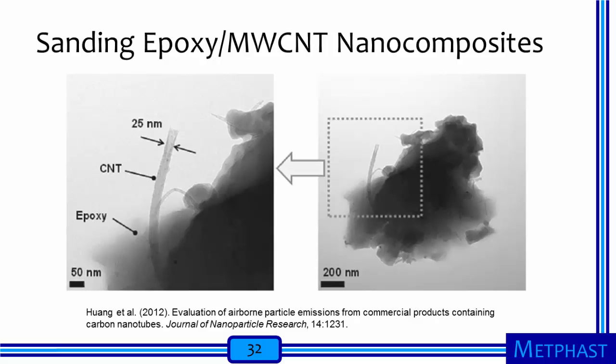These transmission electron microscope images of a particle from the same paper show this phenomenon again, a carbon nanotube protruding from a larger particle of the nanocomposite material. The carbon nanotube has not been released as an individual nanoparticle, but if nanotubes can protrude so prominently from a larger particle, the risk exists for at least a few of them to emerge from the composite material.